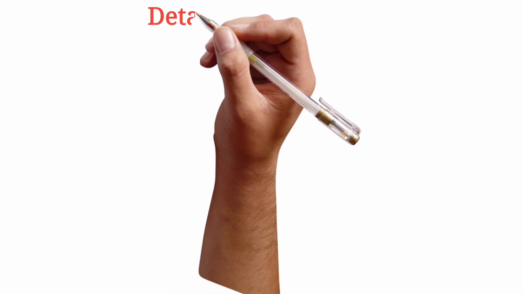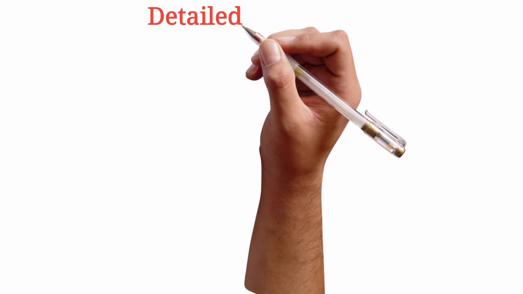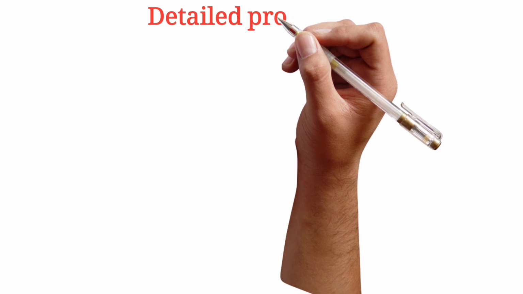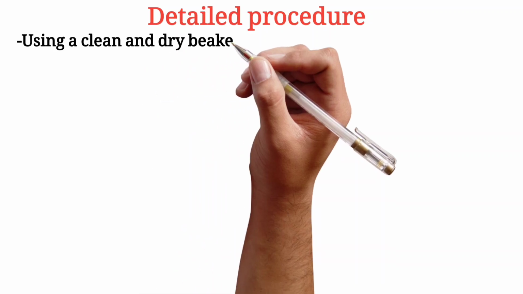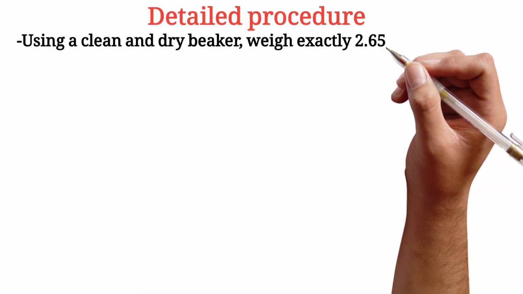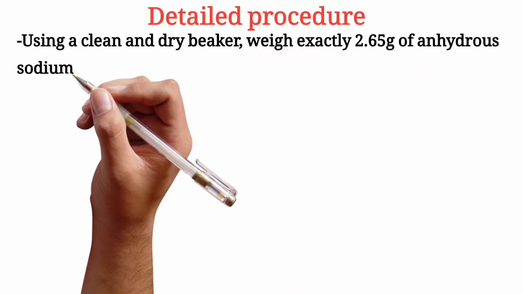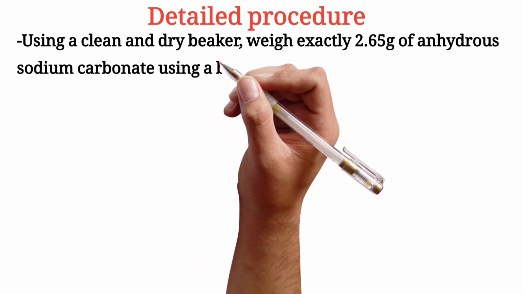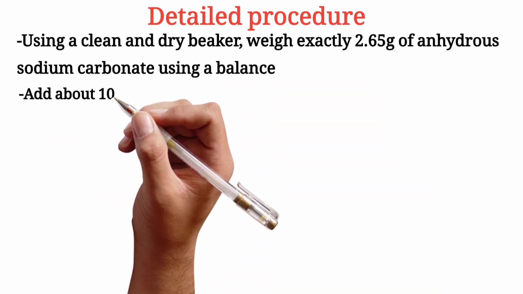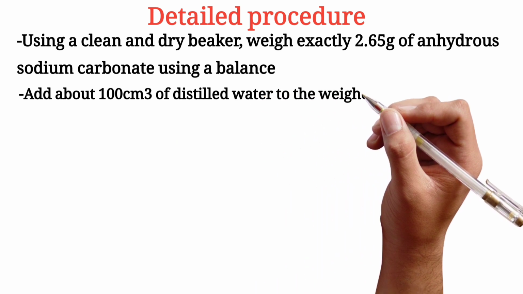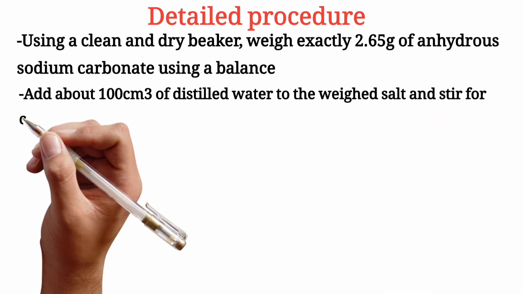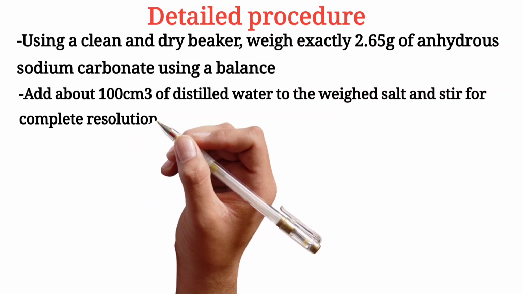Now we have calculated the mass we'll be working with. So let's look at the detailed procedure. First and foremost, we are going to be using a clean and dry beaker to weigh exactly 2.65 grams of anhydrous sodium carbonate using a balance. Anhydrous means no water.